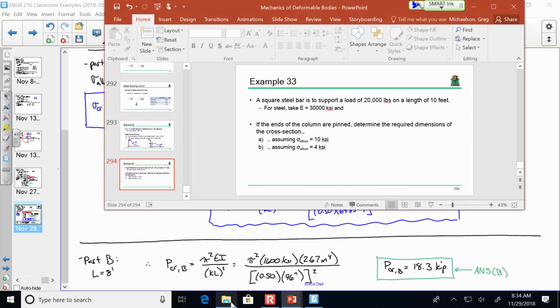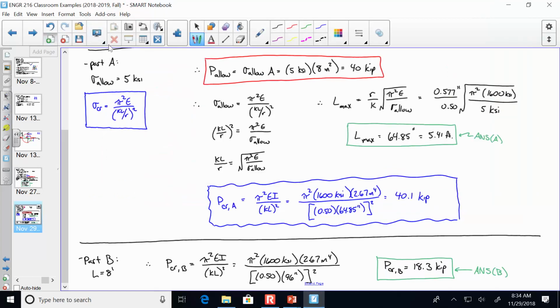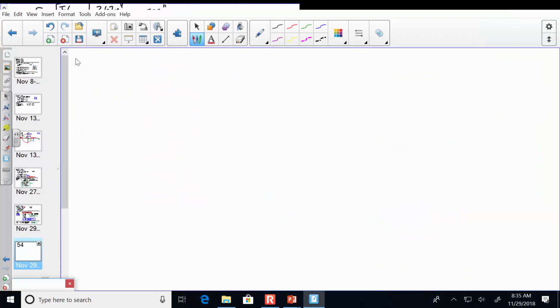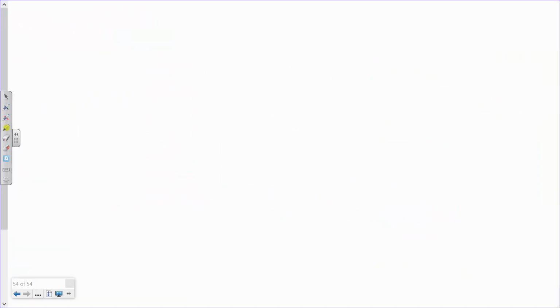Sound good? All right, let's see what we know about this column. Let's start off with the section properties, same as we did before. We do not know the size of this column. That's the whole point of the problem, to determine how big this column needs to be. But we do know one thing about its cross-section. What was the key word?